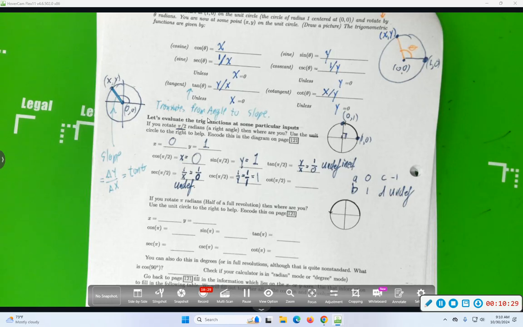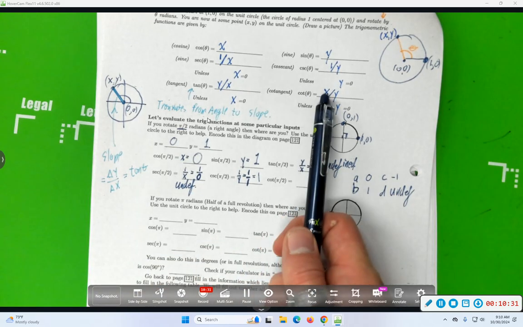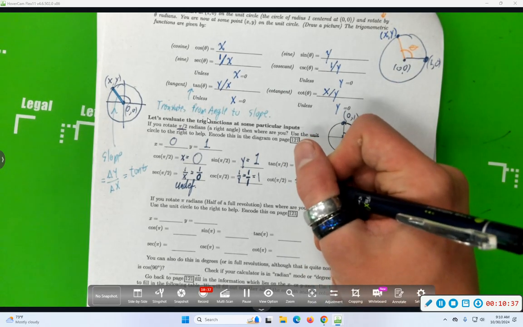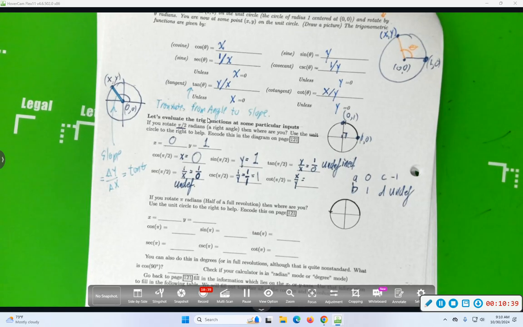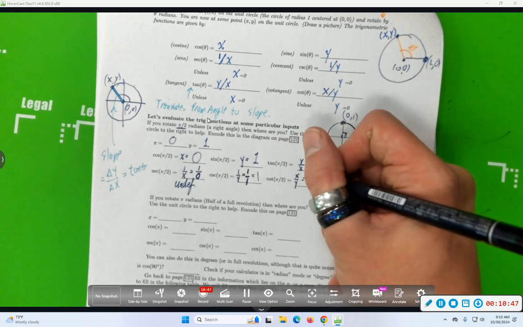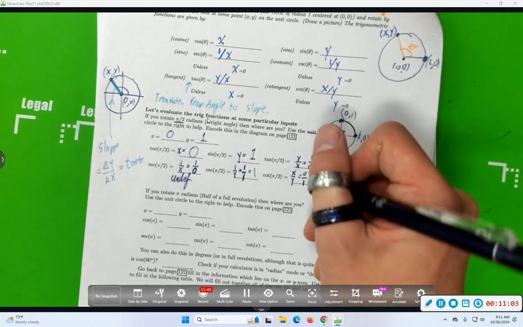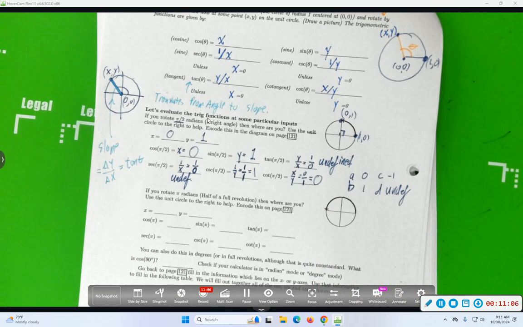So cotangent is x over y. All right, what's the x value? 0. What's the y value? So this is 0 divided by 1. What is 0 divided by 1? 0. Right, 0 can be in the numerator. You can divide 0 by a number. That results in 0. You can't have a 0 in the denominator. Nice.